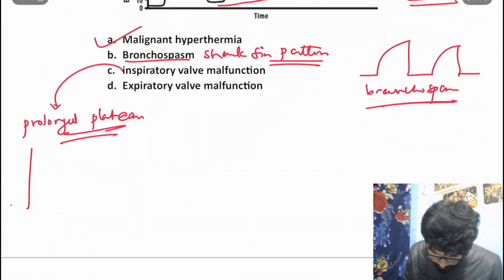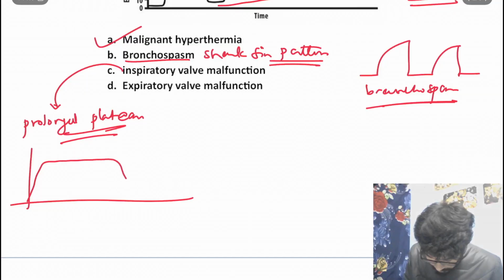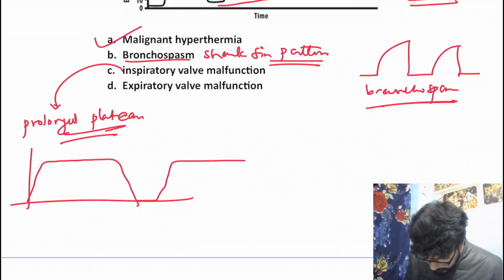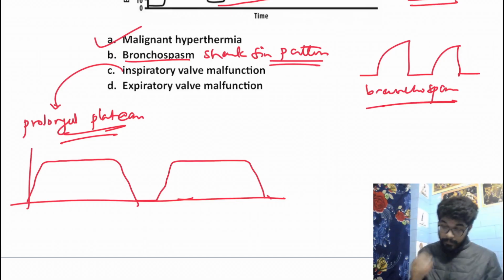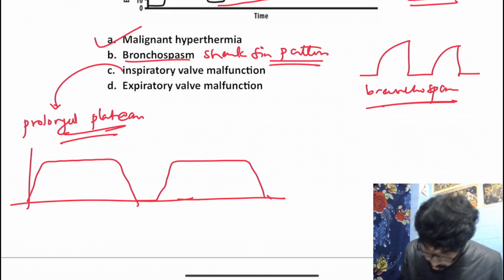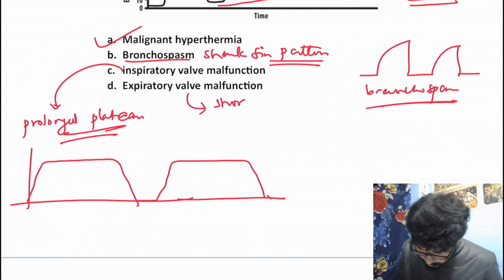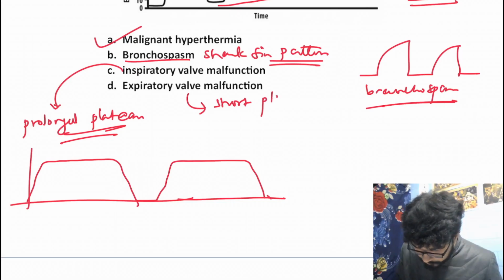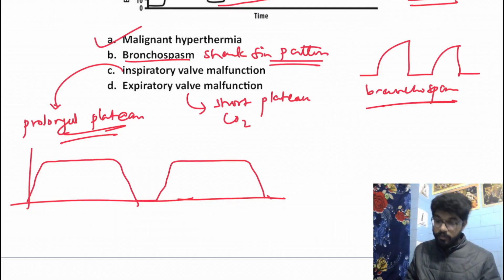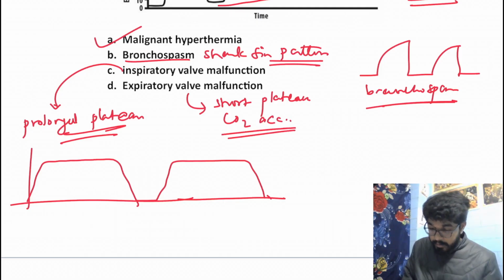Right, that's why the curve will be something like this and this, right? It will be prolonged. Okay. But if we talk about expiratory valve malfunction, two things happen over here. First of all, we get a short curve, we get the short plateau. Right. Another important thing is that due to this expiratory valve malfunction, there would be CO2 accumulation.